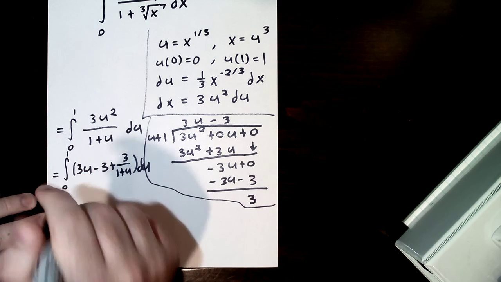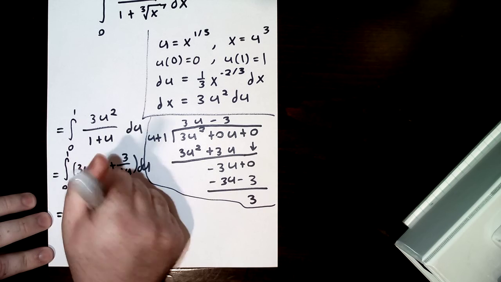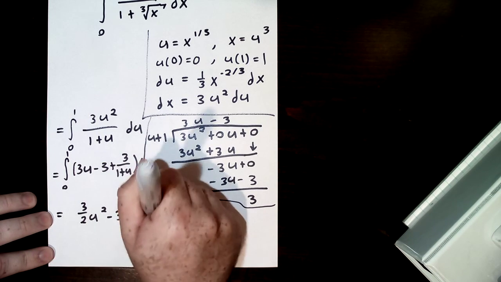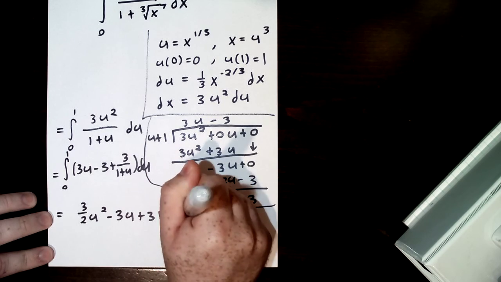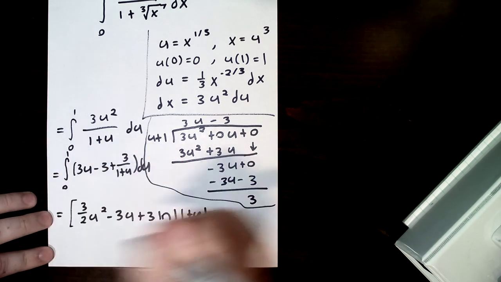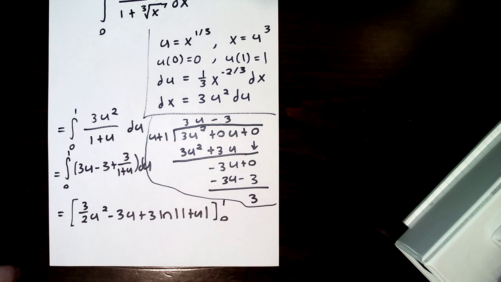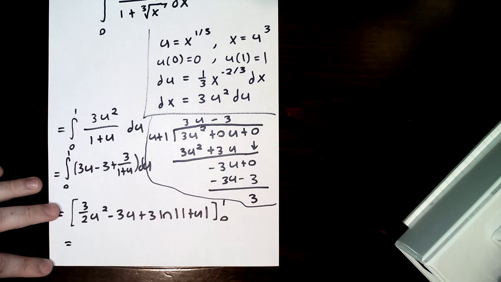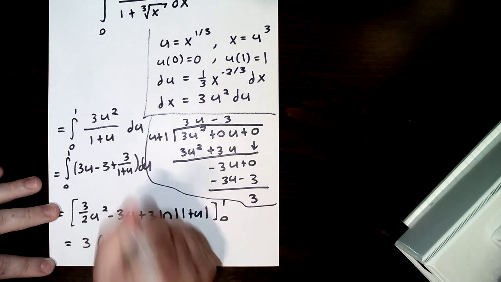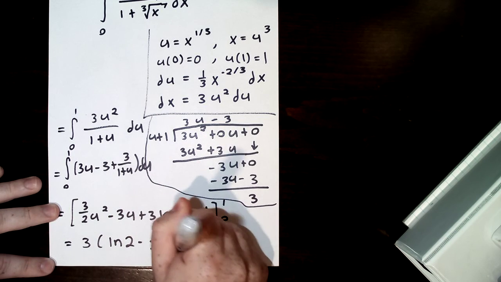This is going to be 3 halves u squared minus 3u plus 3 times the log of 1 plus u. And we're going to go ahead and evaluate this definite integral from 0 to 1. And the final result, after some simplification, you will receive 3 times the log of 2 minus 3/2. And that is your final answer.